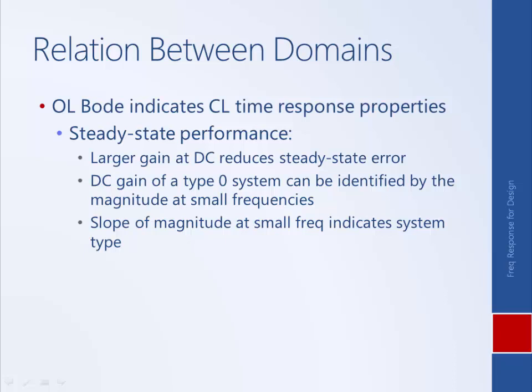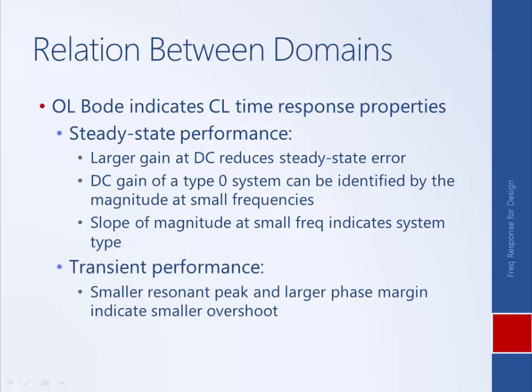And even if we had a type 1 system, if the magnitude at which the plot crossed 1 radian per second, for example, was higher, then that would indicate that the system could track a ramp with less error. So larger DC gain or larger magnitude at low frequencies in general indicates steady state performance. In terms of transient performance, a smaller resonant peak and a larger phase margin indicates smaller overshoot and that the system is more stable.